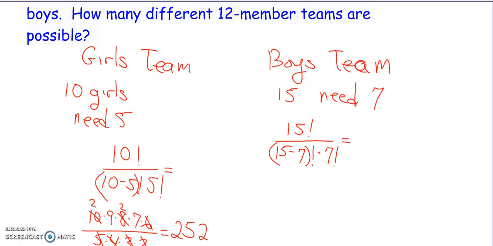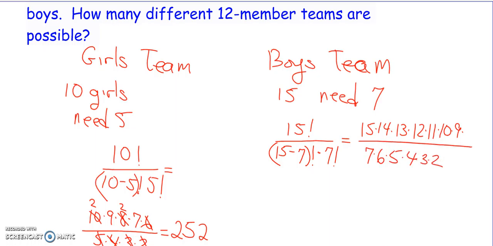So if we were going to write this out, this would be 15 times 14 times 13 times 12 times 11 times 10 times 9 times 8, and then the 8 factorial is actually going to cancel out everything after that, and on the bottom I just have 7 factorial. So if you notice, what I'm doing is canceling this out with the 8 factorial that's left that you notice I did not write on the top.